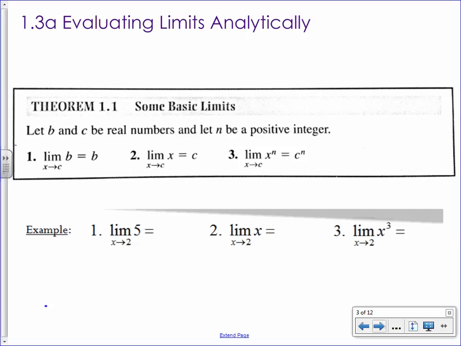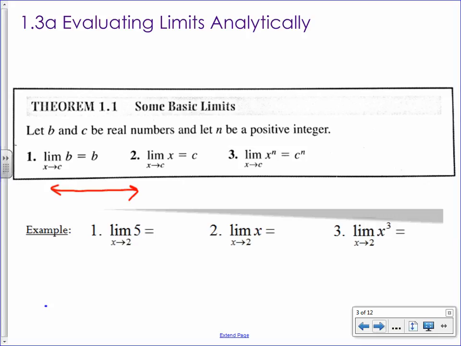So here are the three basic direct substitution limits. If we have the limit as x approaches c of a constant, it's going to be that constant. If our function is a constant, we have a horizontal line. It doesn't matter which x value I pick to approach, we're going to have the same limit for all of those x values.